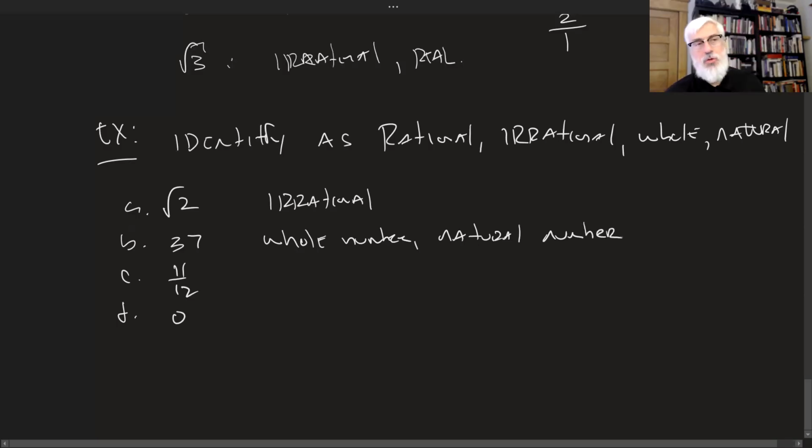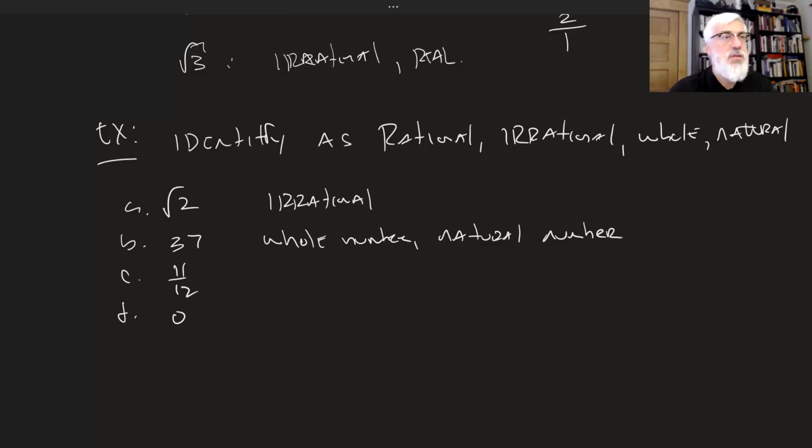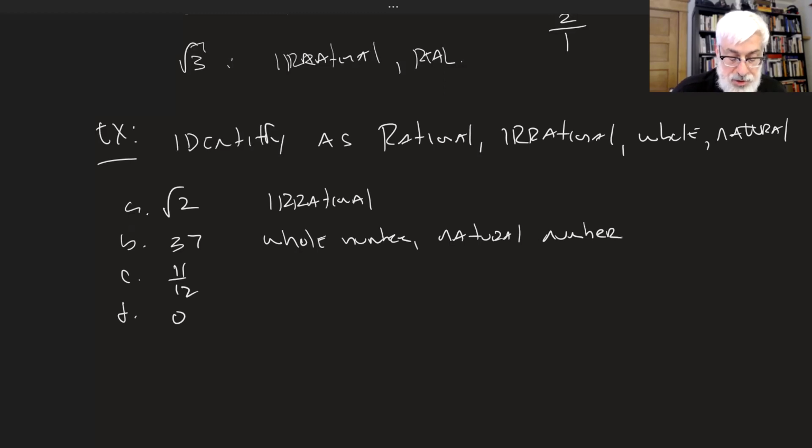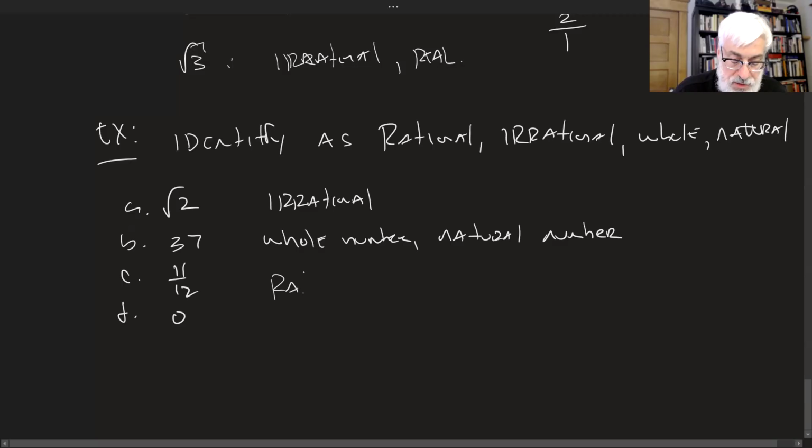The more you do these and think about it, the whole and natural is going to dissolve into just basically the naturals with 0. But for now, let's keep them separate. 11 halves, this is a fraction. 11's an integer, 12's an integer, so we say this is rational.